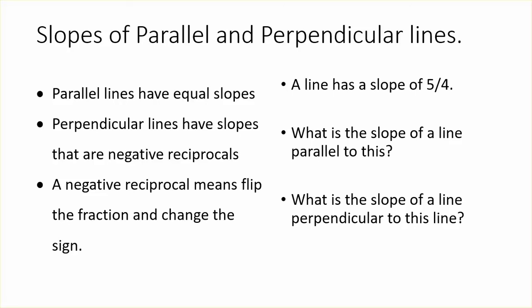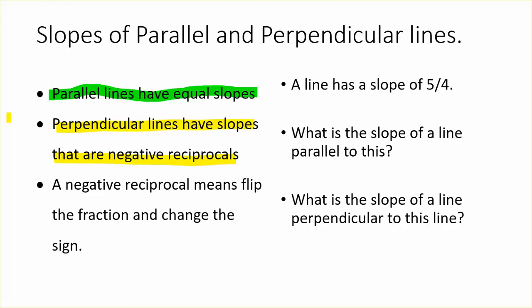Let's combine those last couple skills we learned. We're going to talk about slope and parallel and perpendicular lines. So parallel lines have equal slopes. The slopes are the same. The slopes of perpendicular lines are negative reciprocals. A negative reciprocal means we flip the fraction and we change the sign.